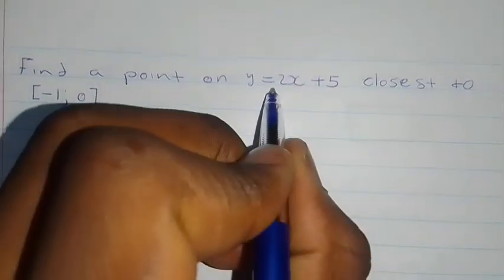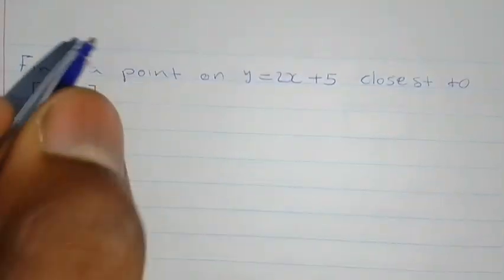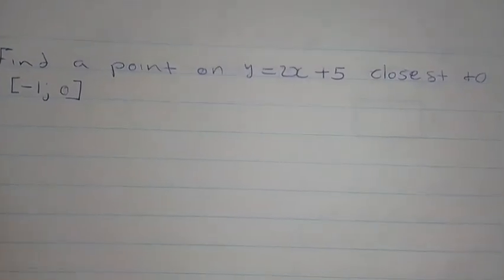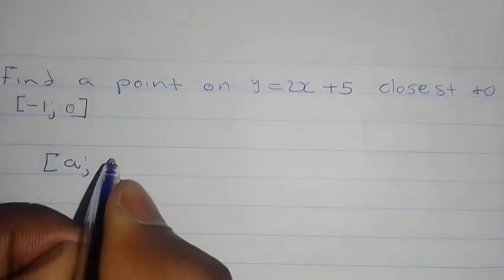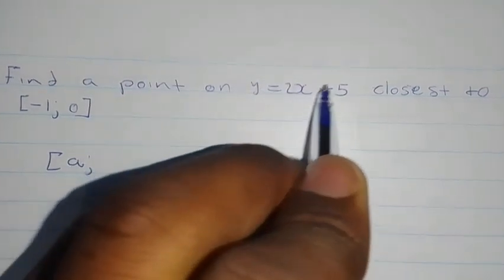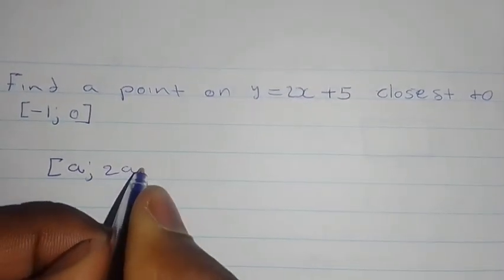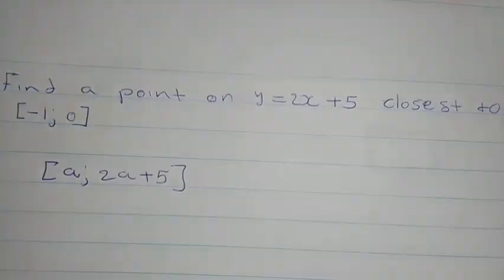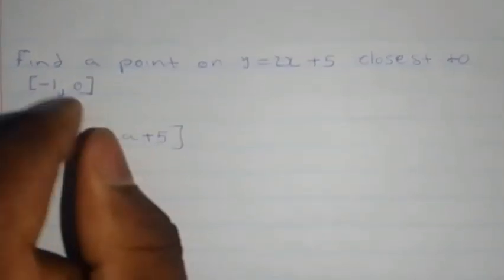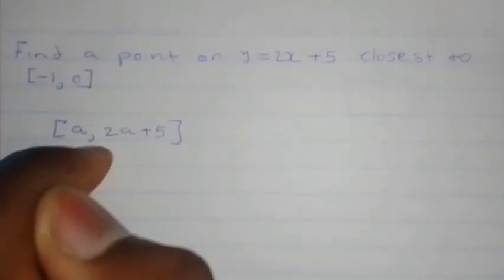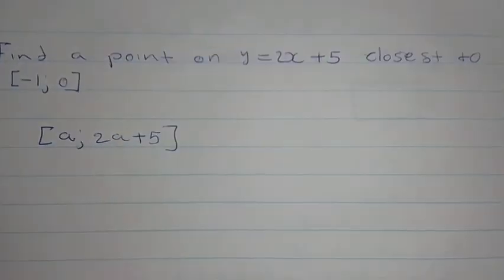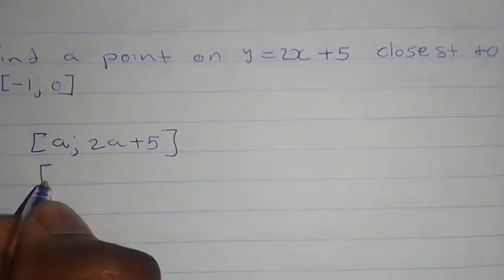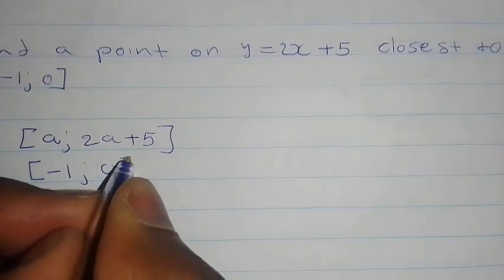Let that point on this graph be, suppose we have a, and if you substitute a here, you'll have 2a plus 5. I'm just letting the point closest to this point be (a, 2a plus 5). Now we want this point to be close to (-1, 0).